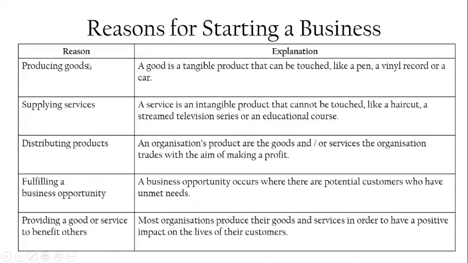The first two, producing goods and supplying services. This is basically about one reason for starting a business is to produce a particular product. It might be that you've come up with a particular product that you think would be very useful for people. It might be that you want to provide a service like personal training to help make people healthy. I'm going to go into more detail on the differences between goods and services in a later slide. But these first three, really, producing goods, supplying services, distributing products, are really the same thing.